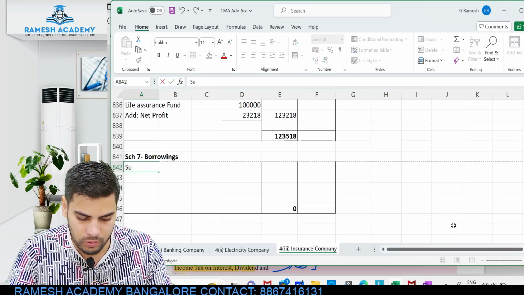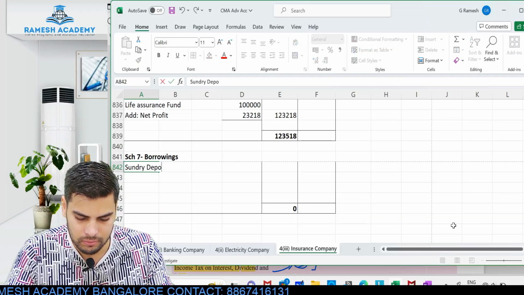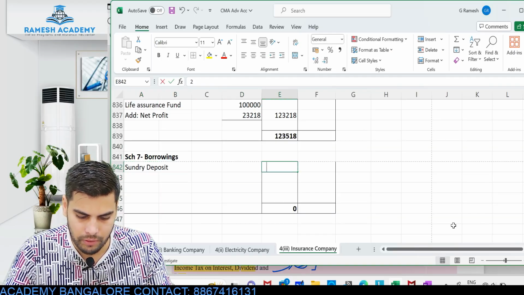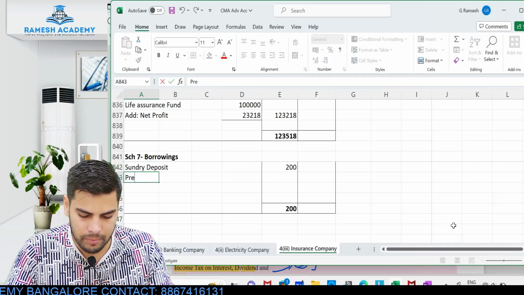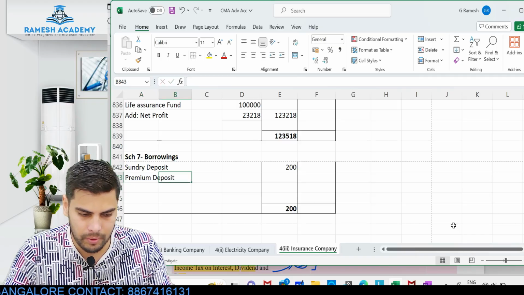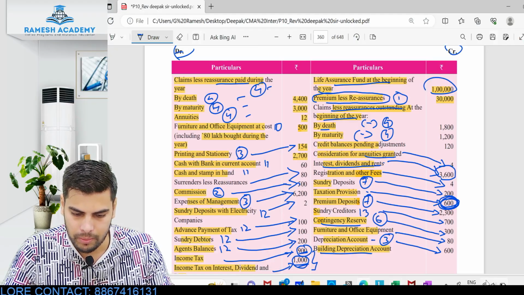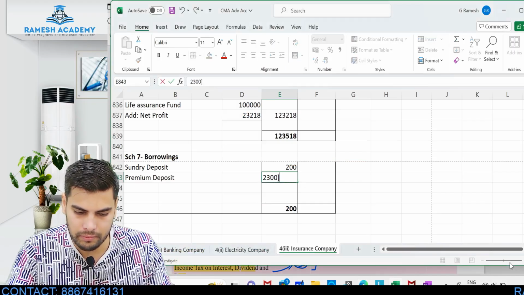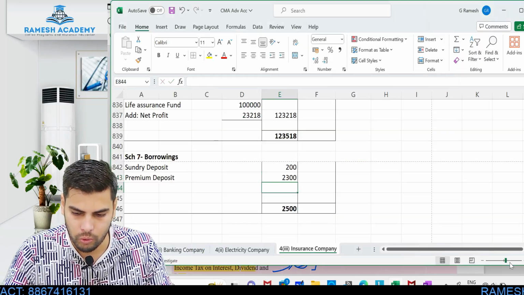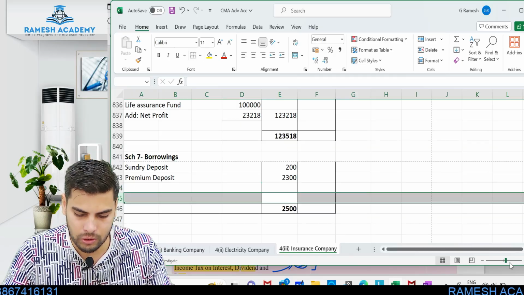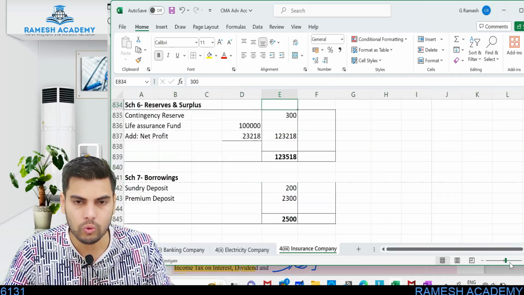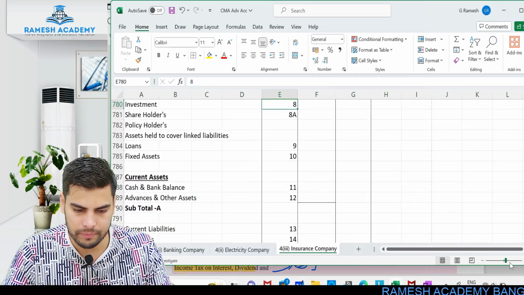So sundry deposit 200, and then we have got premium deposit. How much is the premium deposit which we have got? So premium deposit is 2,300. So what would be the total? Total of this would be 2,500. That's all. We don't have any other borrowings. So 2,500 I'll just be writing over here.